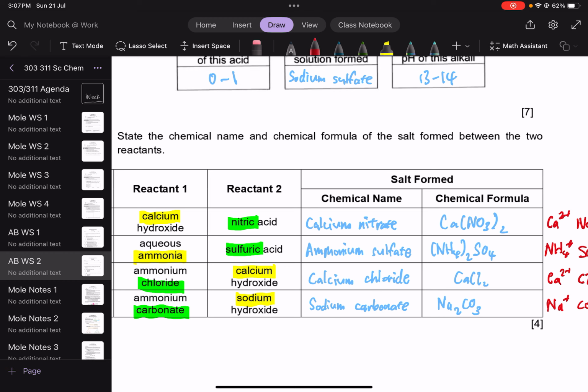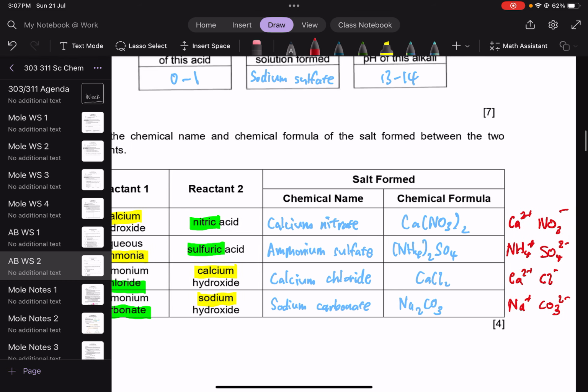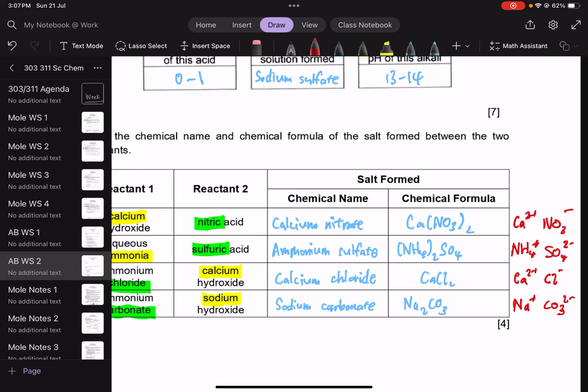Next, the reaction between aqueous ammonia and sulfuric acid will form the salt ammonium sulfate. So similarly, you will require 2 ammonium ions to balance the charge of the SO4 2- ion, the sulfate ion. Therefore, the chemical formula is (NH4)2SO4.